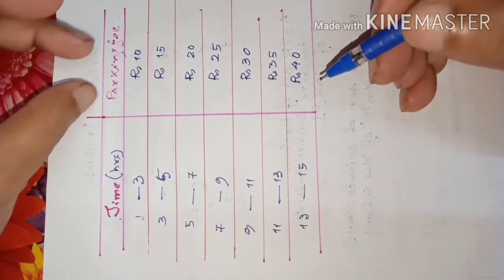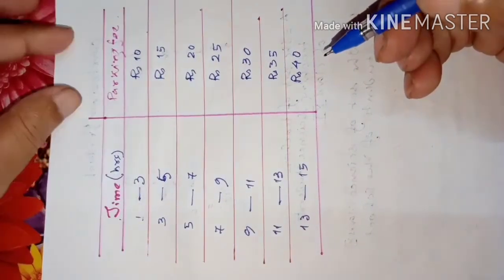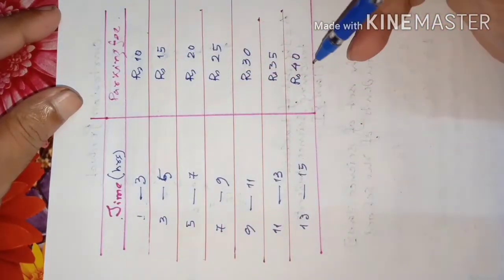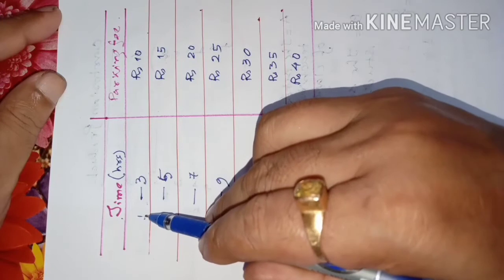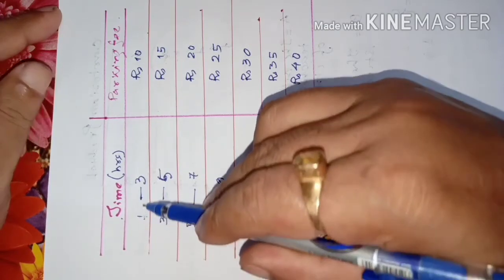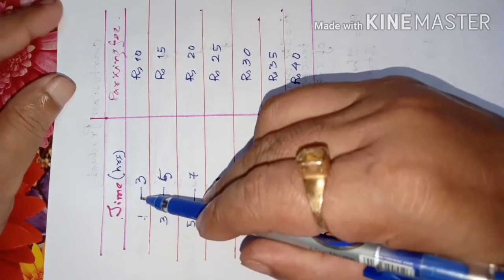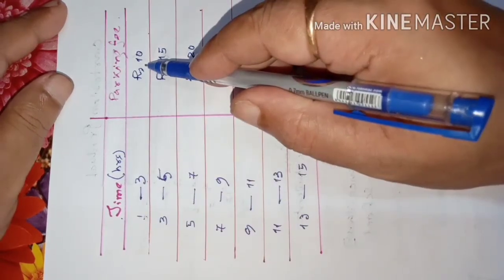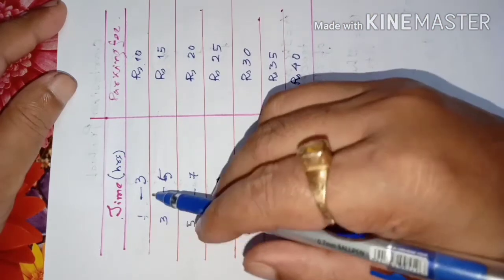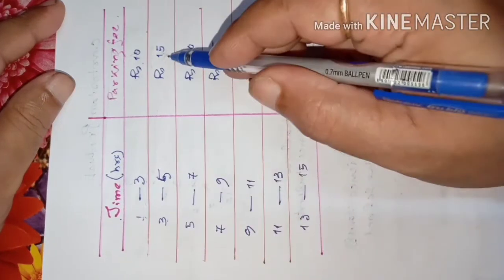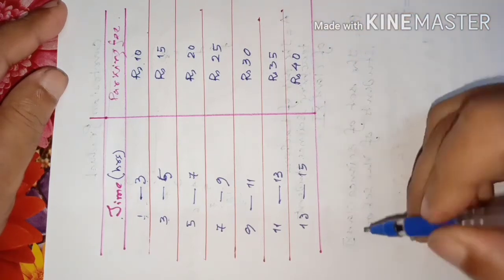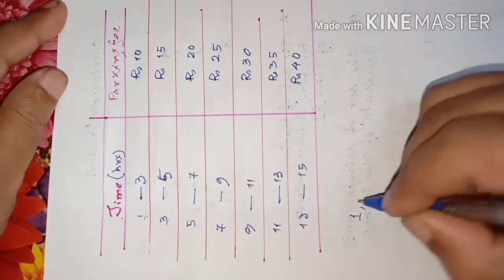Suppose this is the parking fee in a city. For different time slots, the parking fee is mentioned here. If a person keeps his car or vehicle in the parking place for 1 to 3 hours, he has to pay 10 rupees. Then if he keeps it 3 to 5 hours, he has to give 15 rupees, and so on. A person who keeps it for 1 hour will pay 10 rupees.